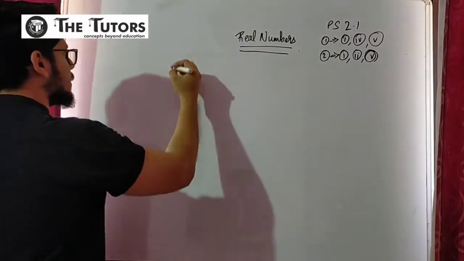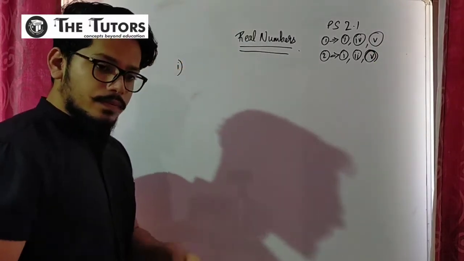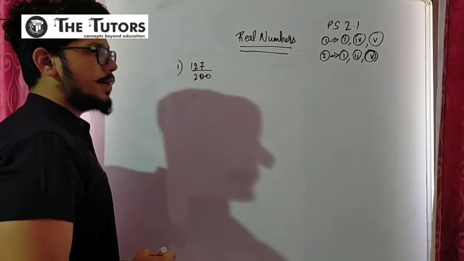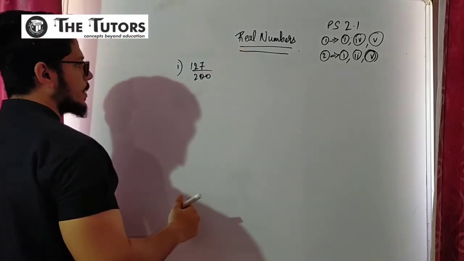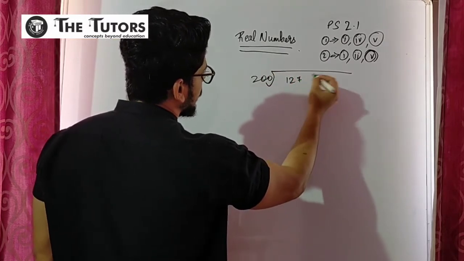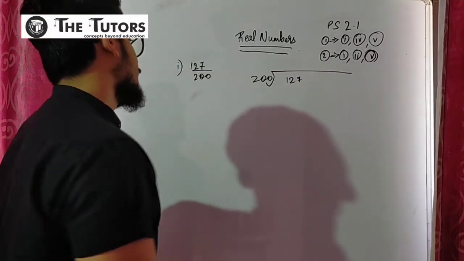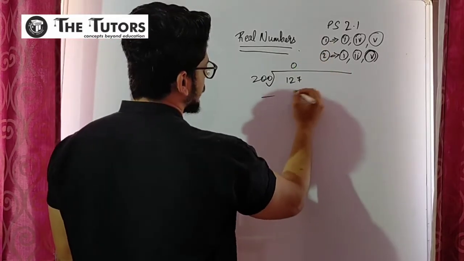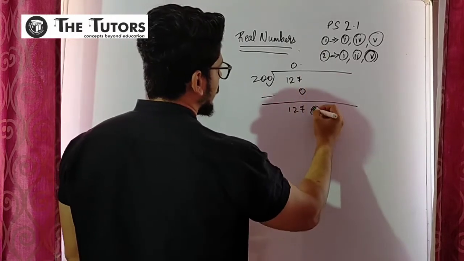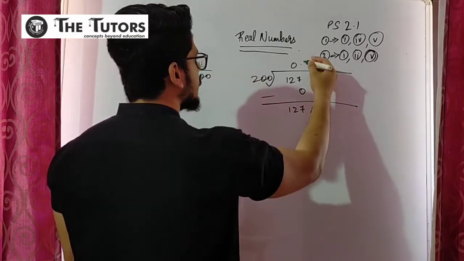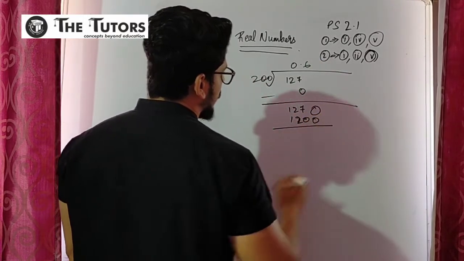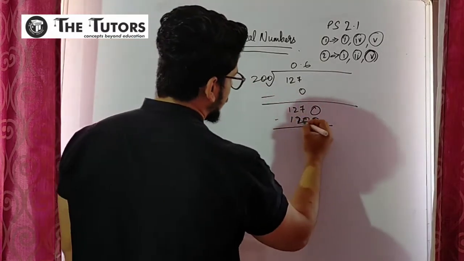Here, the first question is 127 by 200. You have to give the number in decimal form. You have 200, you have 127. 200 zeros are 0. You have 127, you put a point, you add a 0. Then you have 200 sixes are 1200.